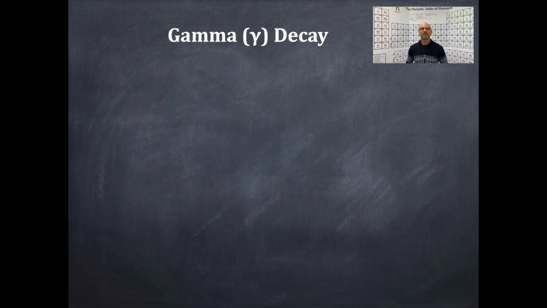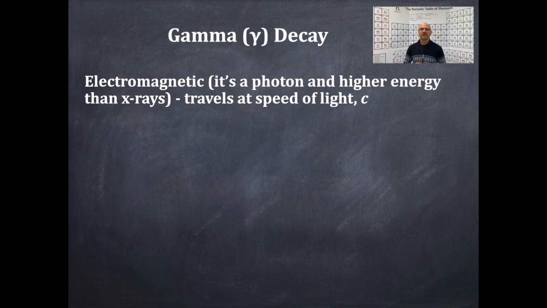All right. The next one is going to be a gamma decay. And the gamma decay is part of the electromagnetic spectrum. It's a photon, and I don't know if you've watched Star Trek or anything like that, but they have photon torpedoes. Those are just torpedoes of light. Okay, these are higher energy than X-rays. They travel at the speed of light. So you imagine how fast they're traveling. That is actually the speed limit of the universe, the speed of light.